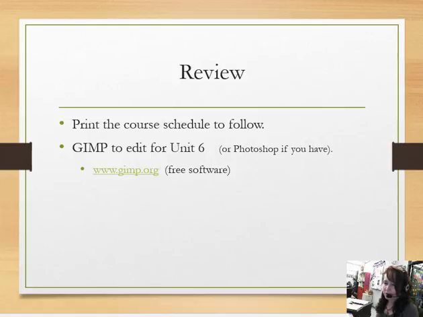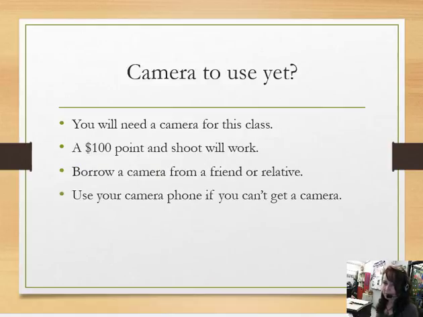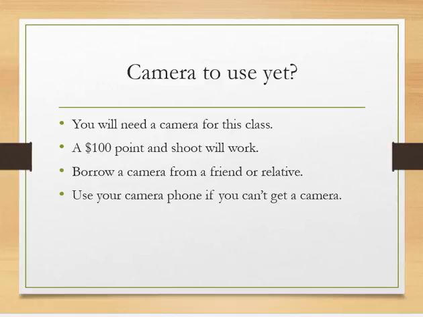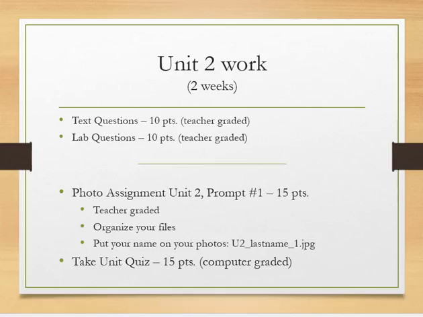We will be using GIMP to edit for Unit 6. That's when we convert our images to black and white. If you have Photoshop, you can use Photoshop. You will need a camera for this class. A $100 point-and-shoot camera will work great, or if you have a camera you can borrow from a friend or a relative, that will work as well. If you do not have those options, you're welcome to use your camera phone so that you can get pictures taken, because you will need to take pictures every other week for assignments in this class.